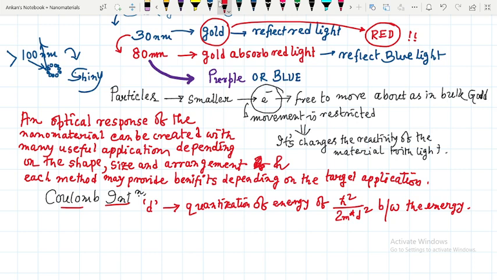Now, why does this quantization of energy of the order of h bar square by 2m star d square occur? Because of the confinement in the length d. Because of the confinement in d length of the electrons or holes, the quantization of energy must be added to the Coulomb interaction, which is of the order of h bar square by 2m star d square, but m star is the effective mass of the electron or hole under the study of the observation. Okay.